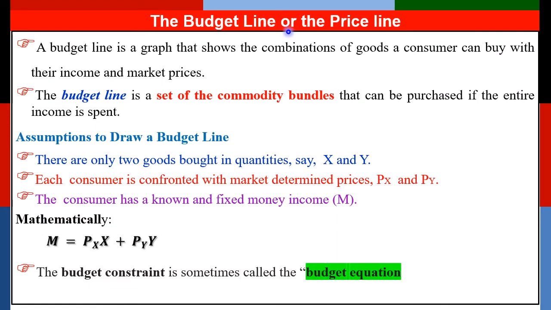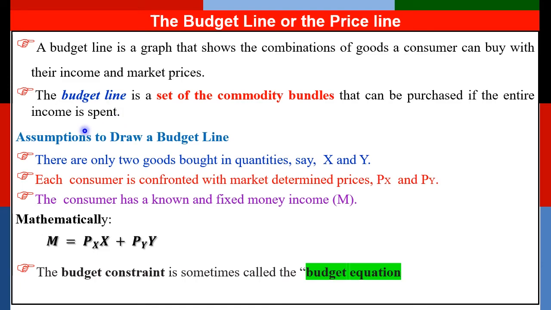Budget line or the price line. Budget line is a graph that shows the combinations of goods a consumer can buy within their income and market prices. Budget line is a set of the commodity bundles that can be purchased if the entire income is spent.